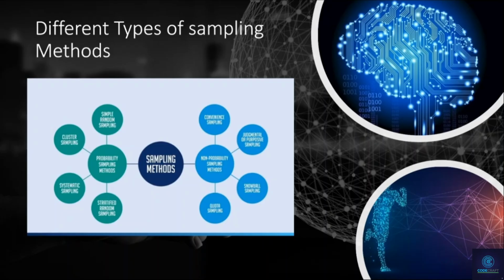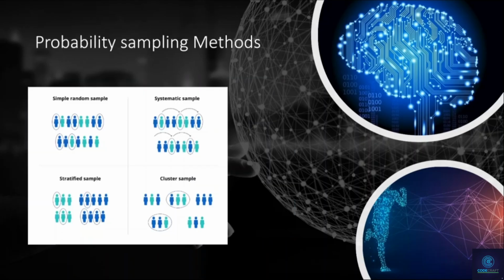So let's understand what exactly the probability sampling method is and what the sampling methods are right here. In the probability sampling method, we have four sampling methods: the simple random sample, the systematic sample, the stratified sample, and finally the cluster sample.